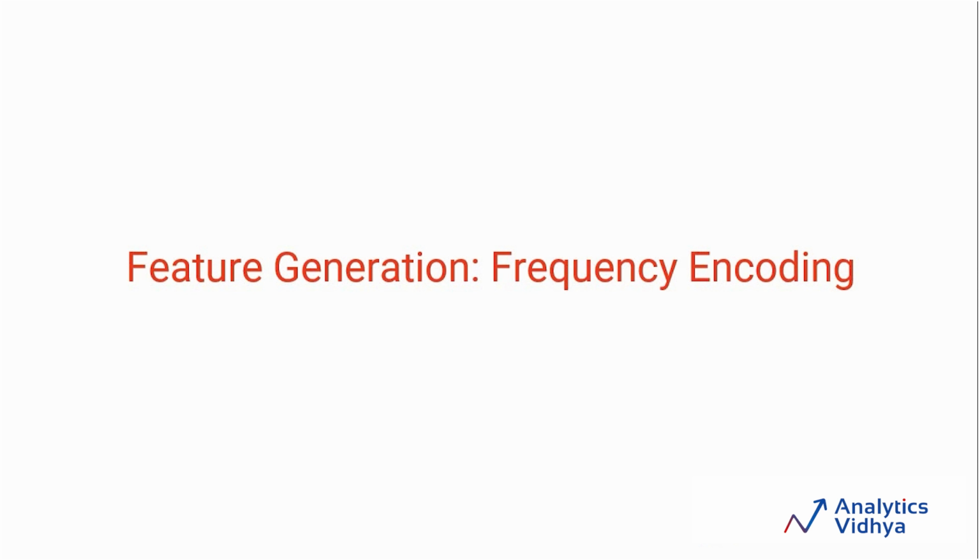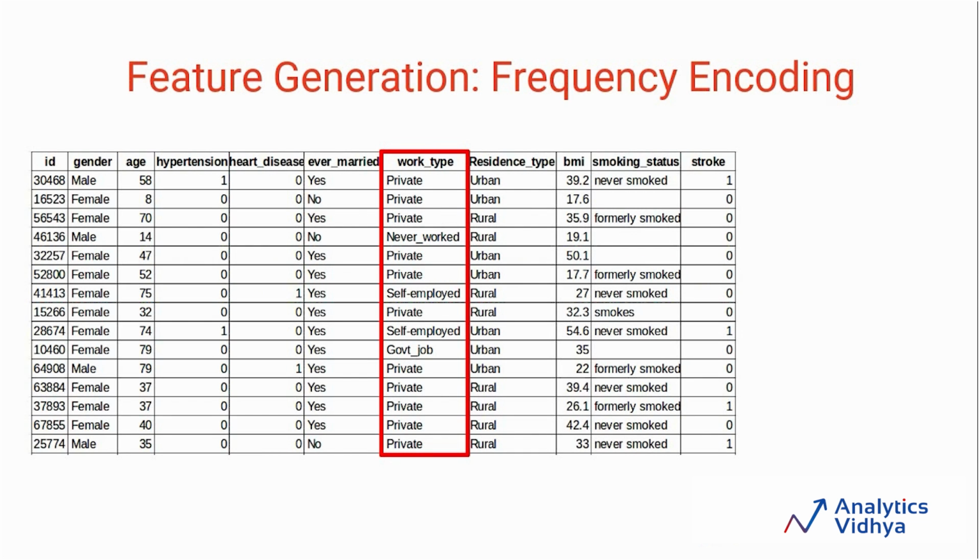In this video, we'll cover another very commonly used feature generation method called frequency encoding for categorical variables. It's often used in data science competitions and has proved to work really well. It's even helped me out quite a lot of times. So let's understand what it is. Here we have a categorical variable work_type. Now we can determine the frequency of the categories in this variable and normalize the values.